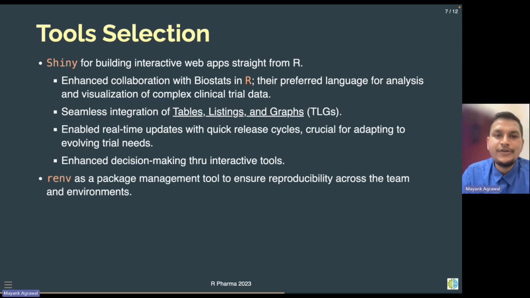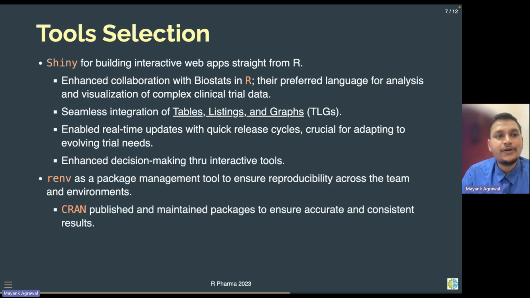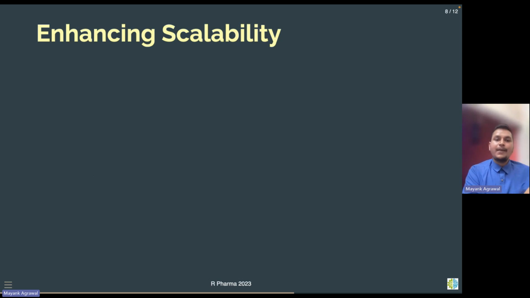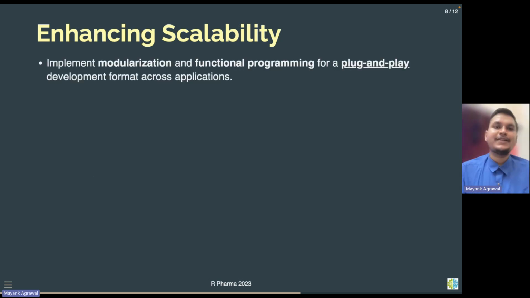And as mentioned earlier, we used renv for package management to ensure reproducibility across teams, across systems, and we also relied on CRAN. So once we built the application, how did we enable scalability? As discussed, we implemented a lot of functional programming and modularization for a plug and play development format across applications. Features from multiple applications could be taken up and built into a new application with a few tweaks at the end, or existing applications could be updated in a modular approach, and that module then could be implemented across applications.